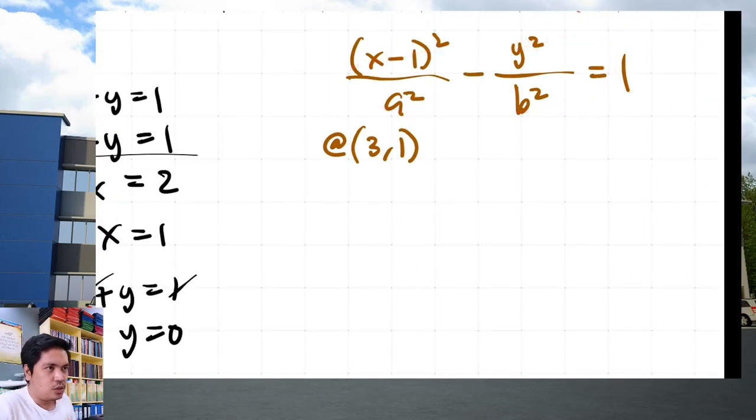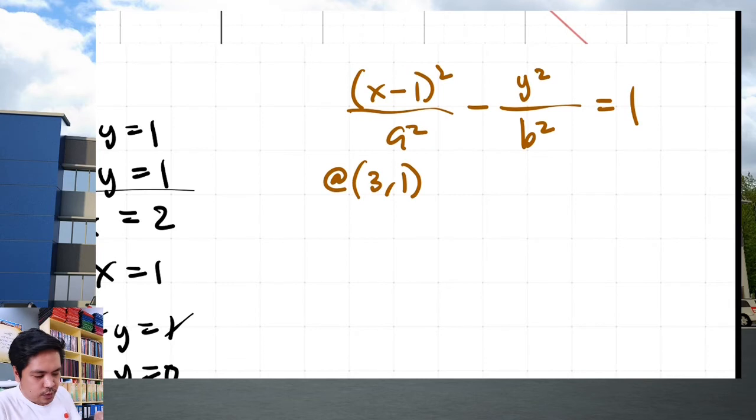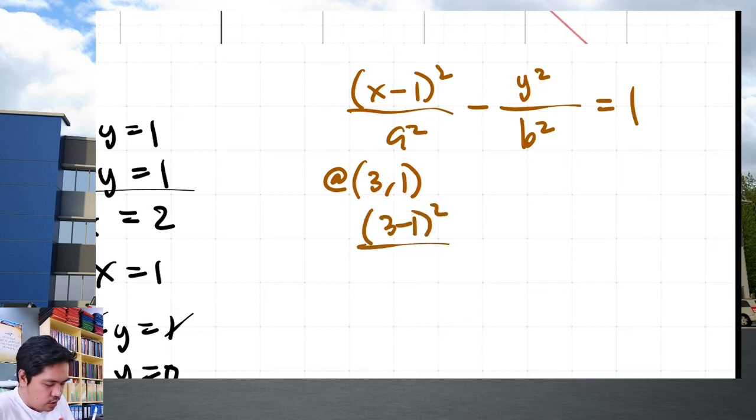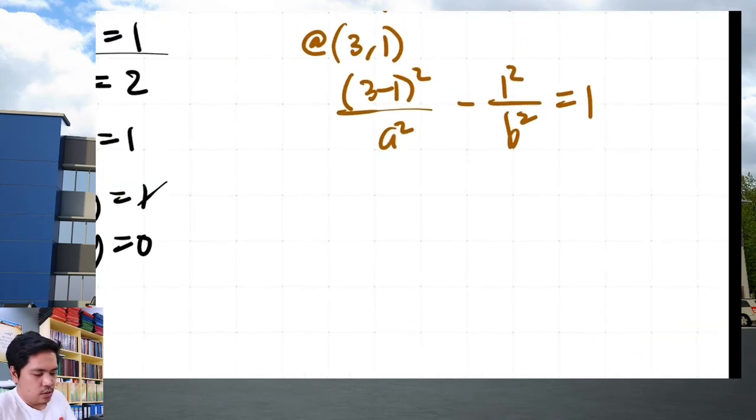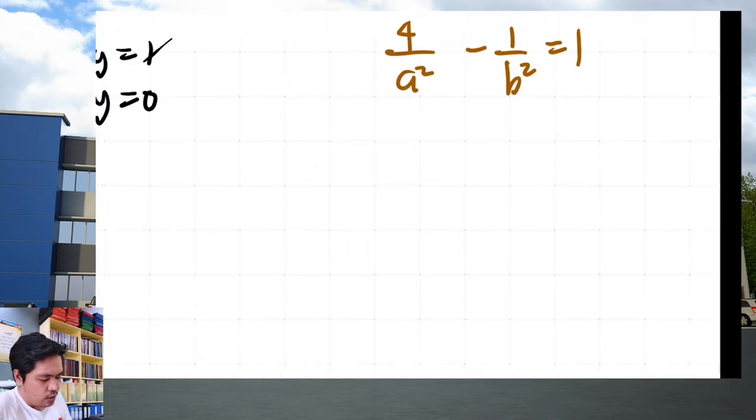So, if the hyperbola passes through 3, 1, it should satisfy this equation because this is the hyperbola that we are trying to figure out the equation of. Okay? So therefore, at that point, 3, 1, the value of x is 3 and the value of y is 1. So let's just substitute. We'll have 3 minus 1 squared over a squared minus 1 squared over b squared. That's equal to 1. So simplify na lang natin. That would be 3 minus 1, 2 squared. So that's 4 over a squared minus 1 over b squared. That's equal to 1.